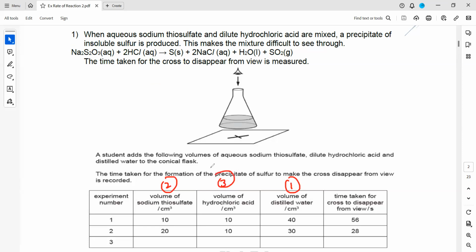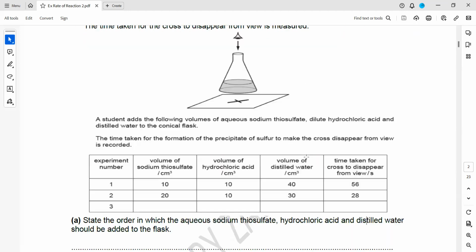This is also acceptable because first you add the water, then you add sodium thiosulfate, and when you add the third reactant, the reaction will start. Adding sodium thiosulfate and hydrochloric acid in the beginning is not acceptable. Why? Because if you mix sodium thiosulfate and hydrochloric acid, the reaction will start. As the reaction will start, there is no use of adding water in the third part. So any order is acceptable other than thiosulfate and hydrochloric acid first.